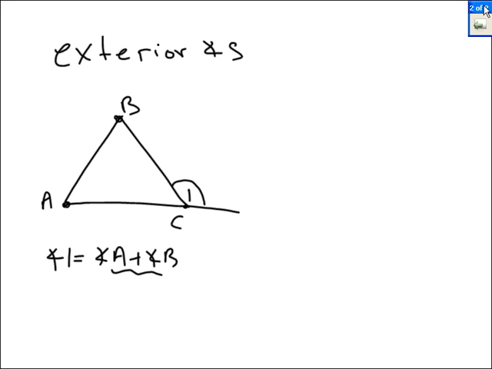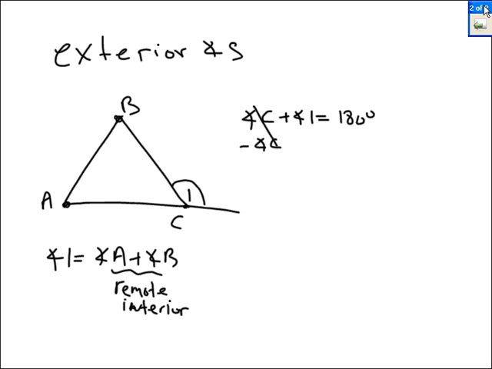And they have a name for those other interior angles. These are remote interior, with respect to angle 1. Okay. Now, why is this clearly true? Well, I know that angle C plus angle 1 is 180 degrees. So solving for angle 1 by taking away angle C from both sides, I have that angle 1 is 180 minus angle C.